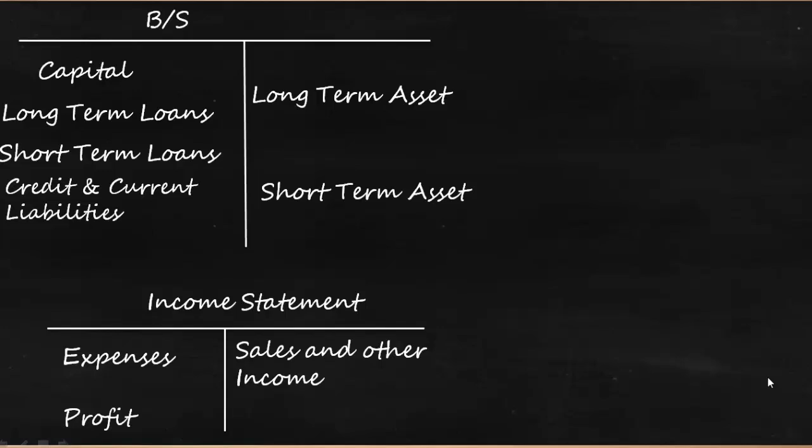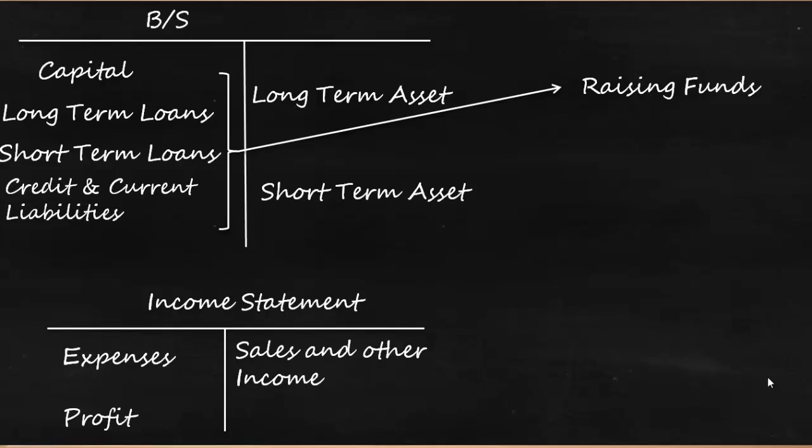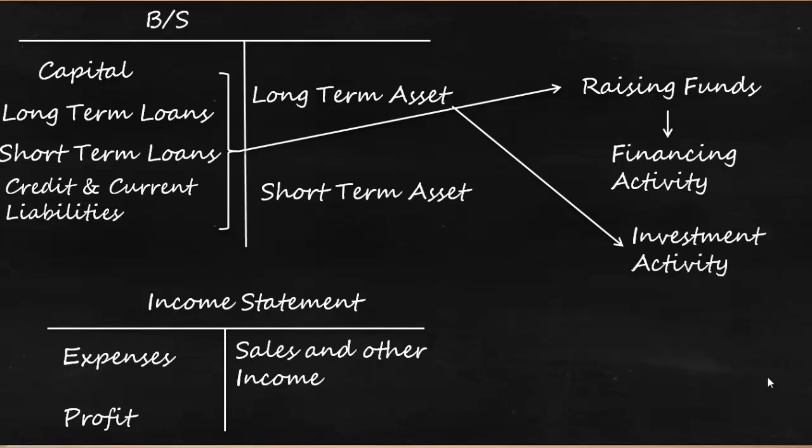Now look here, all these are called raising funds. Funds have been raised for creating assets to generate sales and profit. So all the liability raising processes are called raising funds, and we can call them financing activity for cash flow analysis purposes. And look here, the long-term assets are being created, and these activities can be called investment activity for cash flow analysis purposes.